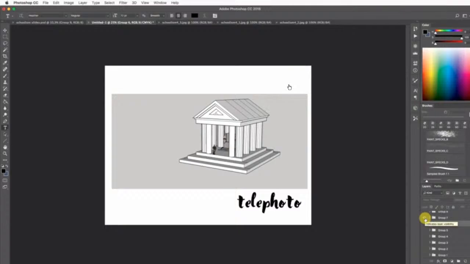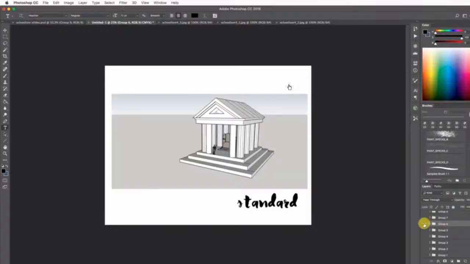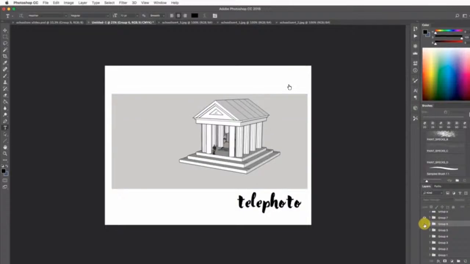The next one we're going to go over is telephoto. Telephoto is a really long lens, and what that does is it tends to flatten things out that are far away. As you can see from these two different images, this has a lot more perspective than this does. Everything's flatter in this one. I like using telephoto when I'm looking at something that's far away and I want it to be kind of graphic and not as dimensional.